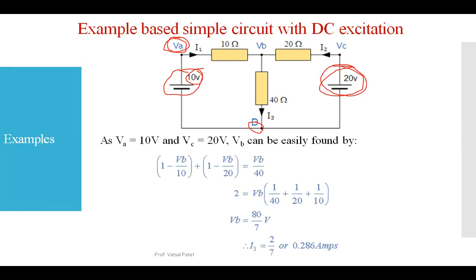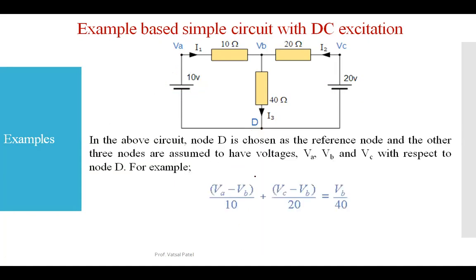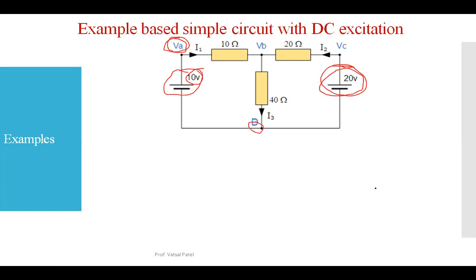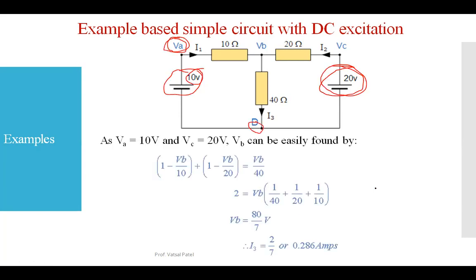When we put the values of VA and VC in the previous equation, VA we put 10, VC we put 20. So it is (10 minus VB) by 10 plus (20 minus VB) by 20 is equal to VB by 40. From this equation, we can identify the VB voltage. VB we get here as 80 by 7 volt. And as we apply KCL, or sorry, Ohm's law, I3 is equal to what?